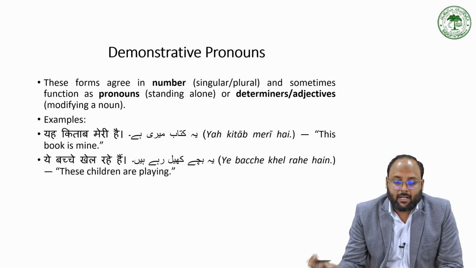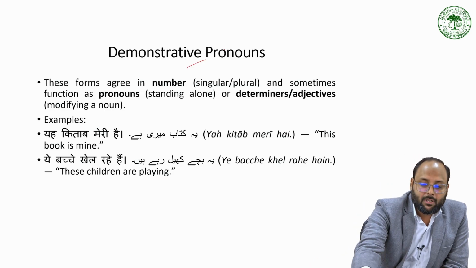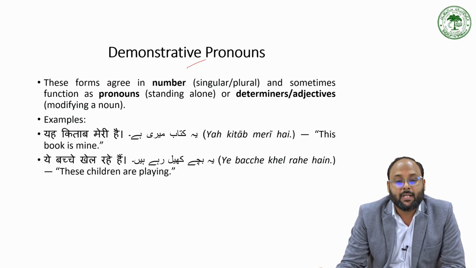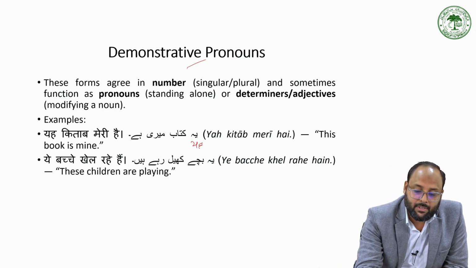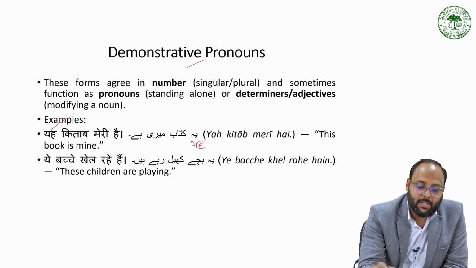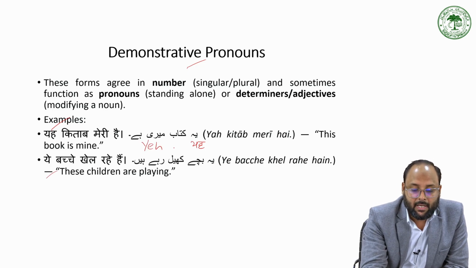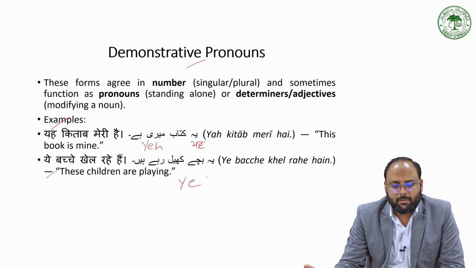And the demonstrative pronouns also agree according to number, singular or plural, as we have already discussed, like ये किताब अच्छी है and ये बच्चे खेल रहे हैं. So this kind of sense has ये for singular and ये for plural. And sometimes they also function as determiners and adjectives.